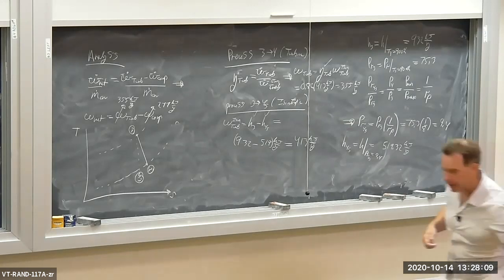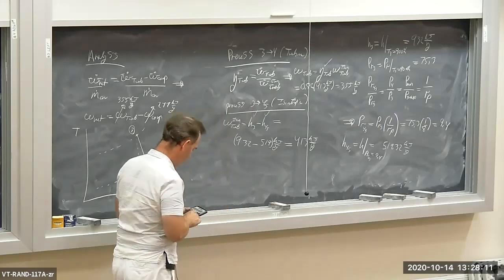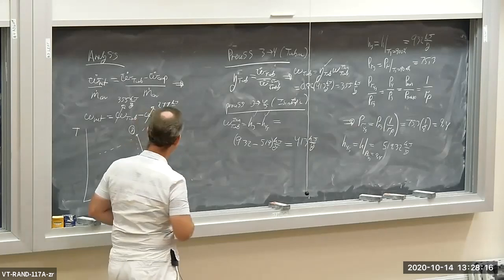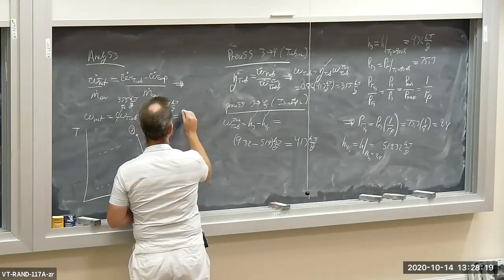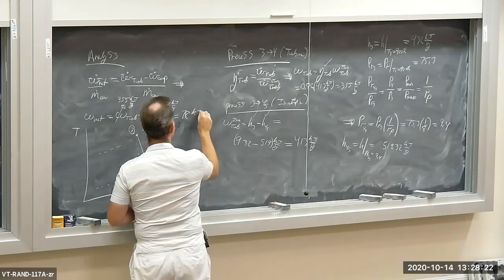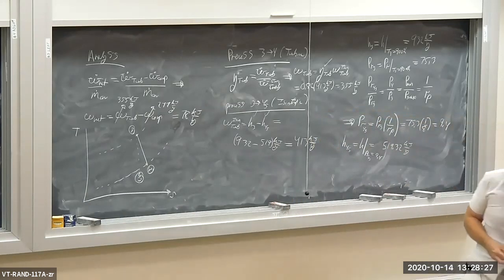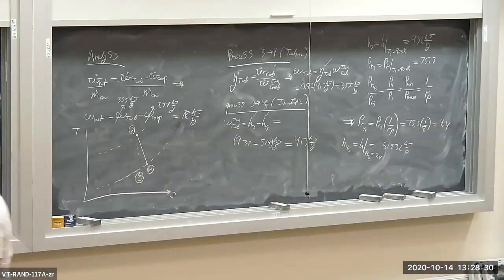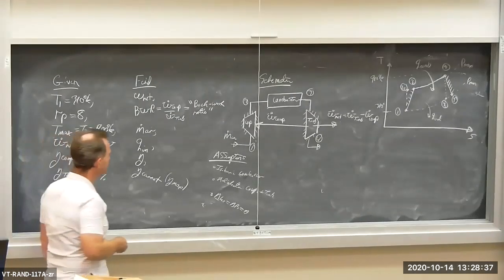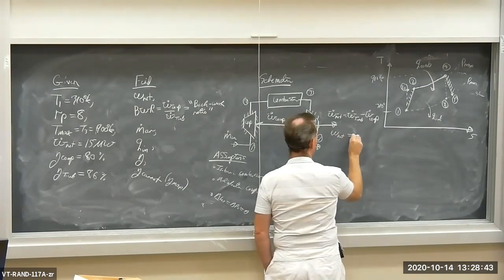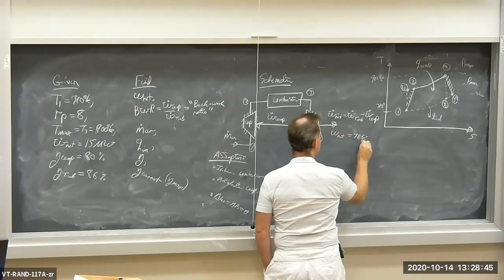Okay, now I know the net work. So 355 minus 277. The net work is only 78 kilojoules per kilogram of airflow through the compressor and turbine. Okay? 78. So the net specific work is 78 kilojoules per kilogram.